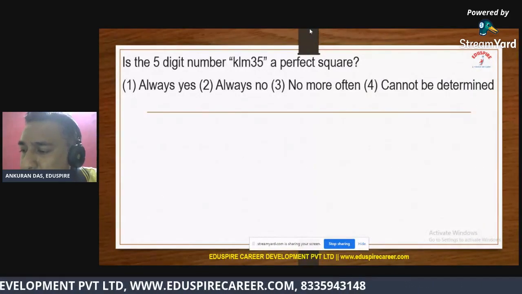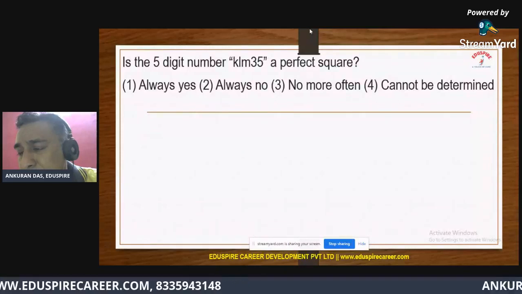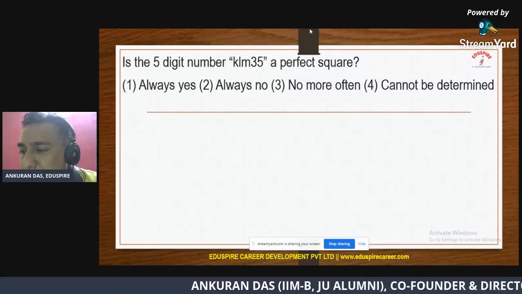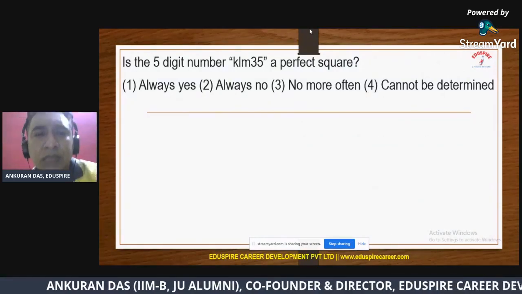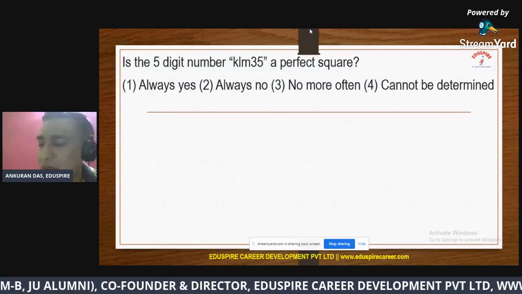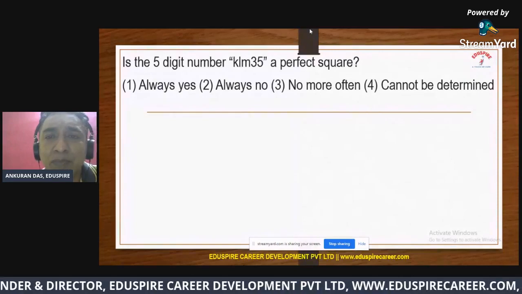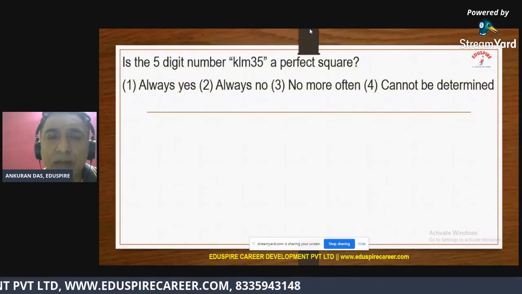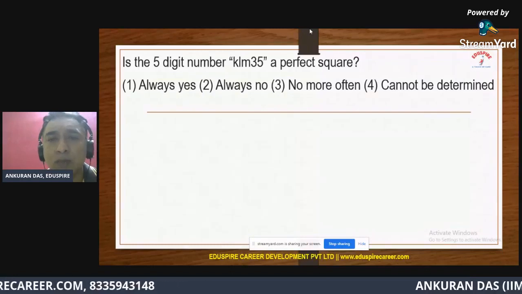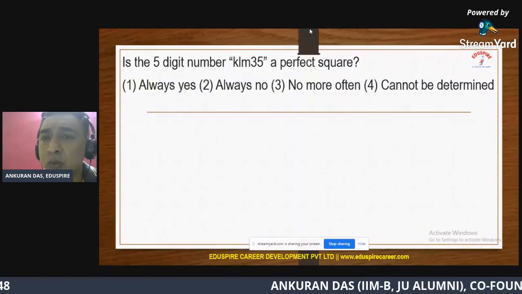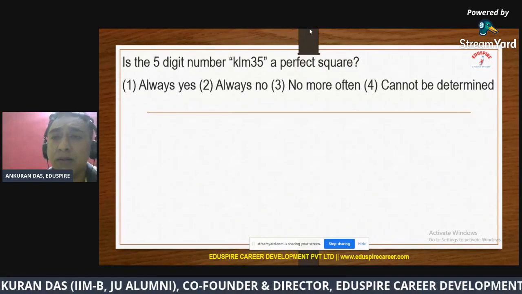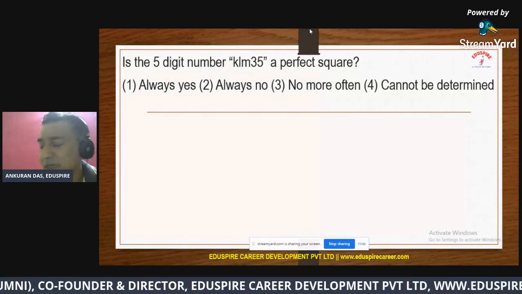Right? So let us see if I got any response on this. Pretty interesting. They have asked, is the 5-digit number KLM35 a perfect square? Of course the options are almost binary: always yes, always no, no more often, cannot be determined. So we'll definitely check that out.